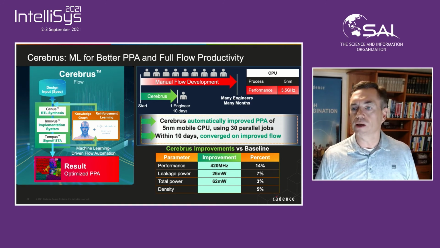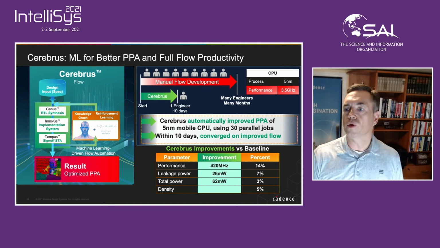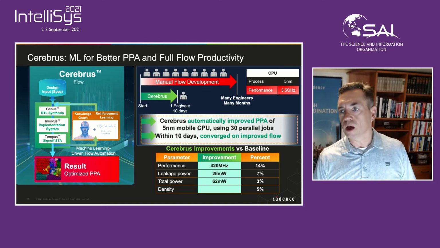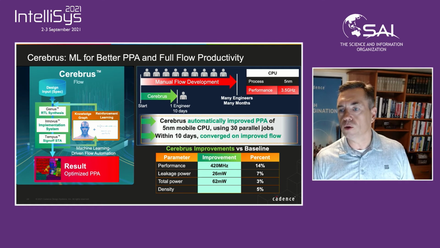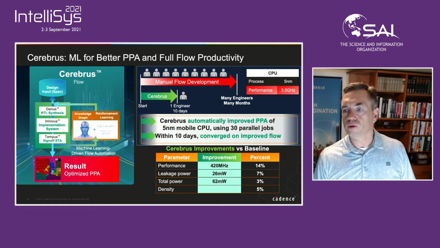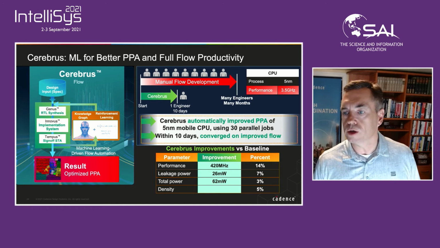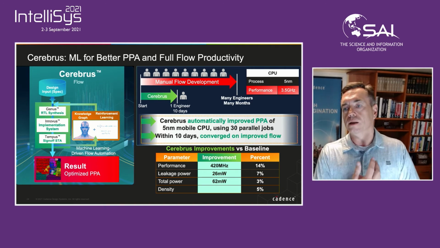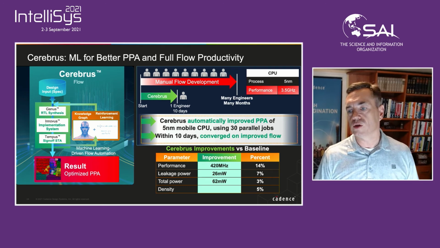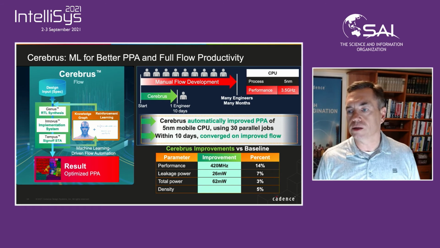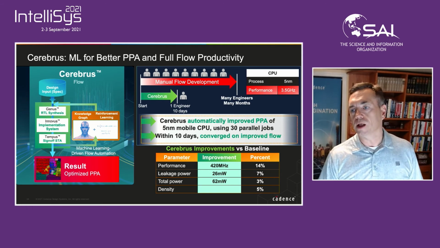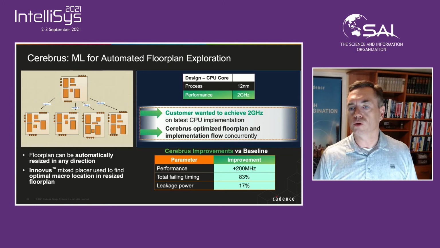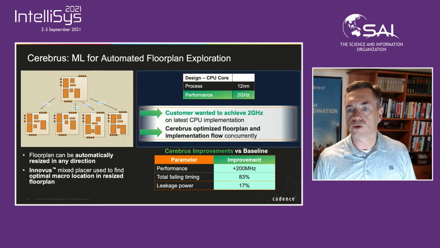So the cloud comes in handy here, improving the performance, power, and area. And here's an example of a 5 nanometer CPU where we actually were able to improve the performance, the leakage power, the total power quite significantly using this flow. And it's really gated by the variations a user gives the tool to look at and really optimize for, and the amount of parallel executions you allow the tool to use, the amount of resources you allow it to use.